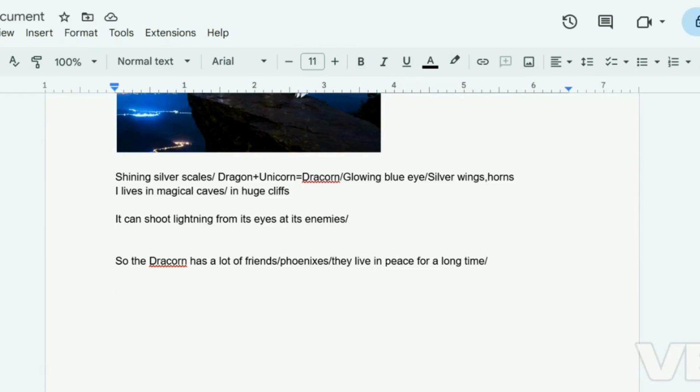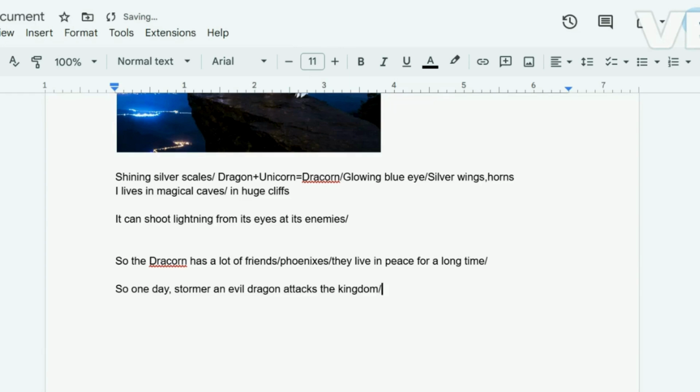Okay, the twist. So one day, Stormer, an evil dragon, attacks the kingdom. Okay, so now what happens? It's getting really, really exciting and scary now.